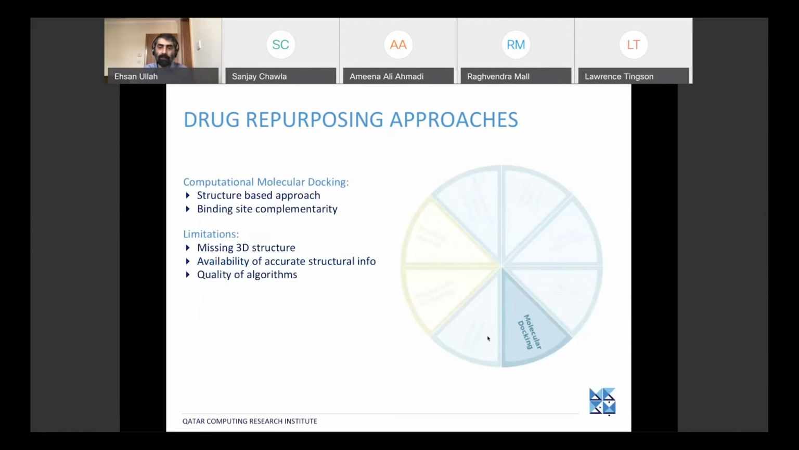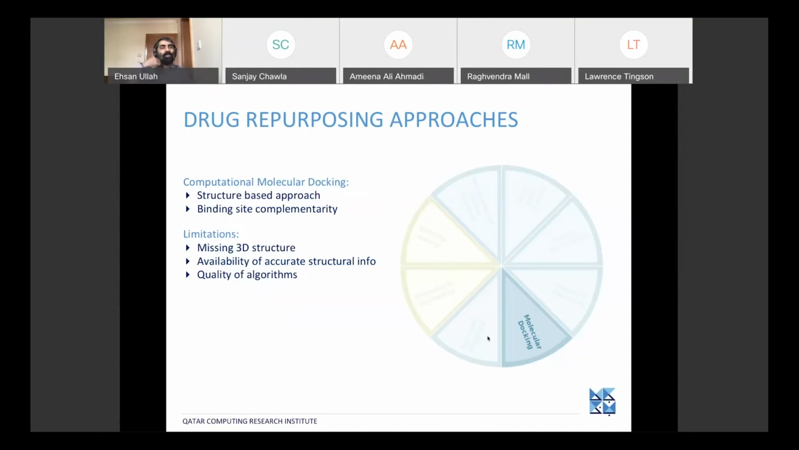And the last approach that can be used for computational drug repurposing is computational molecular docking. This approach actually predicts the binding, the site complementarity between the drug and the target. This approach is a structure-based approach, and it can identify interactions between drugs and the targets. And there are again limitations to such approaches as well. Like it requires 3D structures of protein targets, and if the protein structure is not available, the docking cannot be performed or cannot be determined.